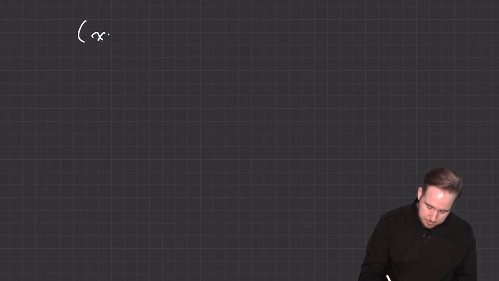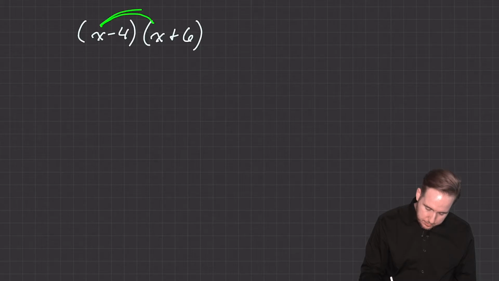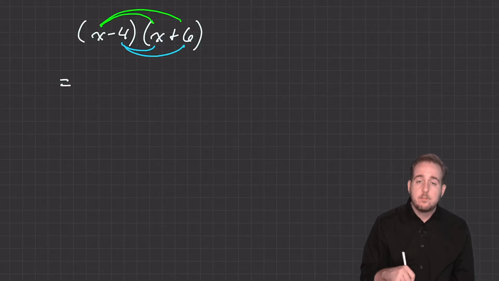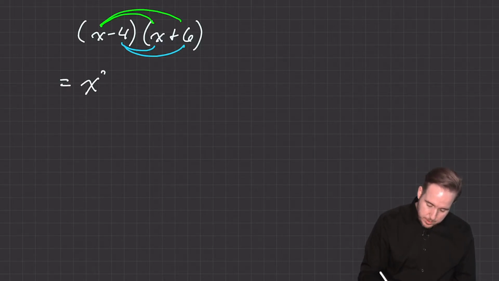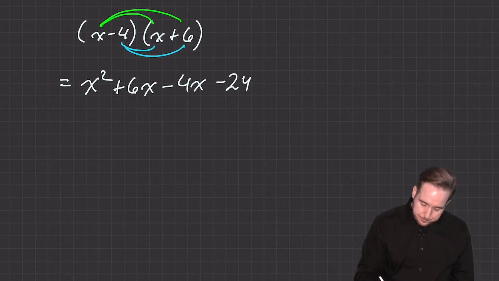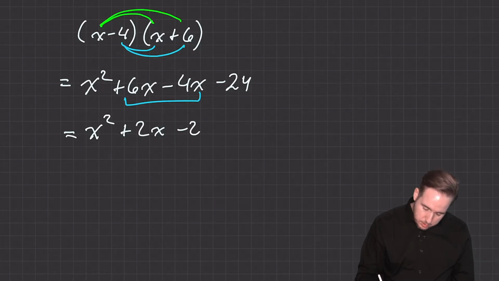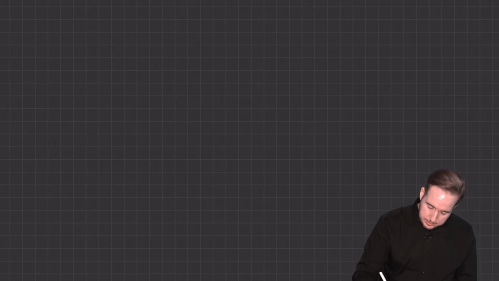So (x minus 4)(x plus 6). From each term in the first one, I draw an arrow to the others. I drew 4 arrows, so I have to do 4 multiplications. X times x is x squared, x times 6 is plus 6x, minus 4 times x is minus 4x, and minus 4 times 6 is minus 24. It's not uncommon at all to have like terms showing up in there somewhere. And so this is x squared, 6 minus 4 is 2, like that.